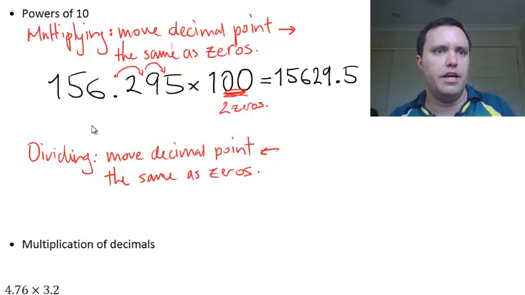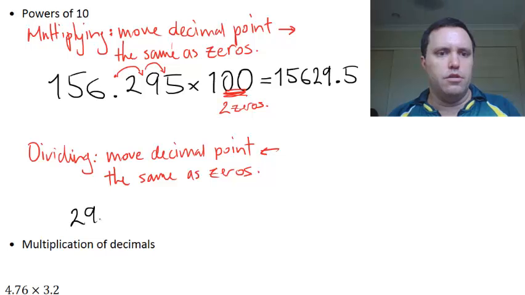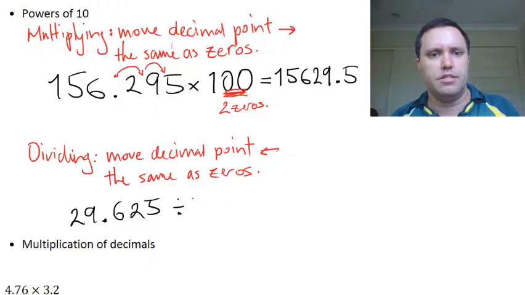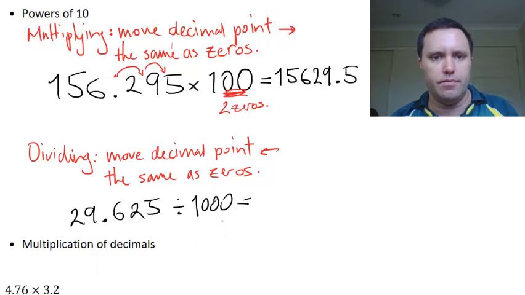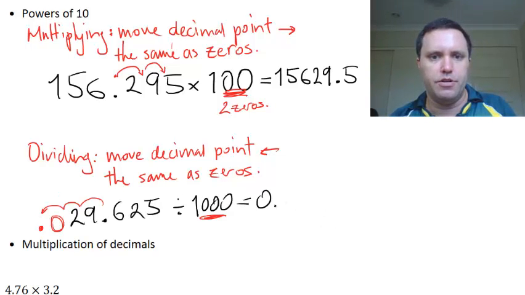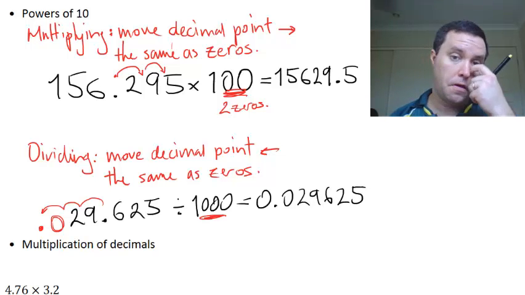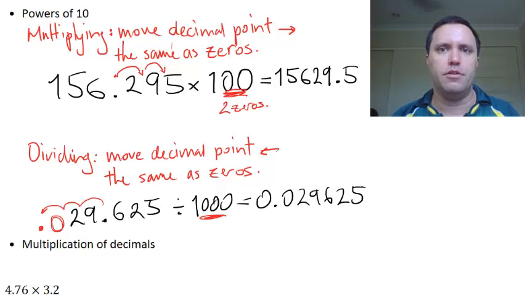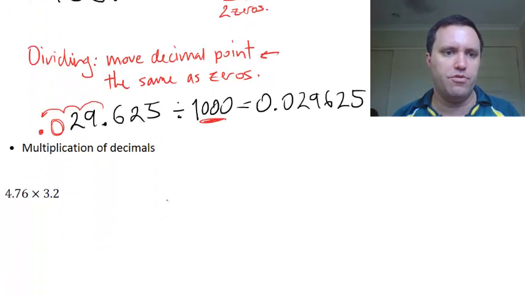Okay, so if I had 29.625 divided by, let's go for 1,000. Okay, we get a decimal point and we see there's 3 zeros, so that means it moves once, twice and 3 times to here. So it means we're going to put a 0 there in our answer. So our number will be 0.029625. Okay, so that's how we do our multiple powers of 10. You're probably super familiar with that.